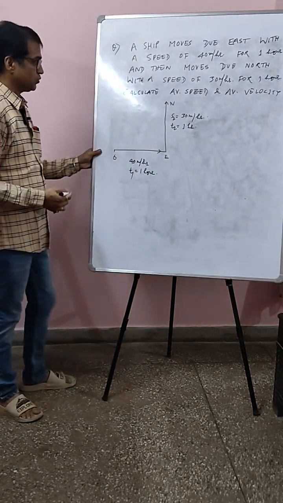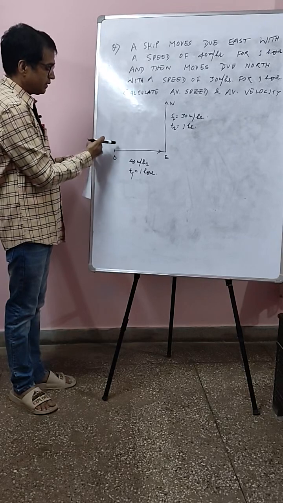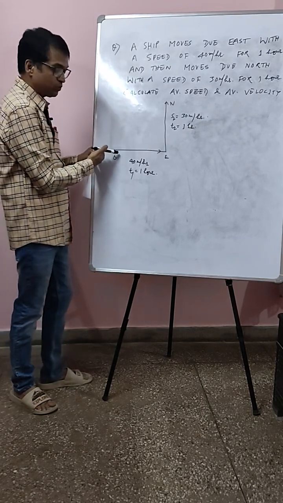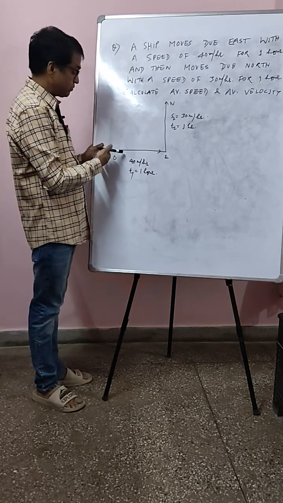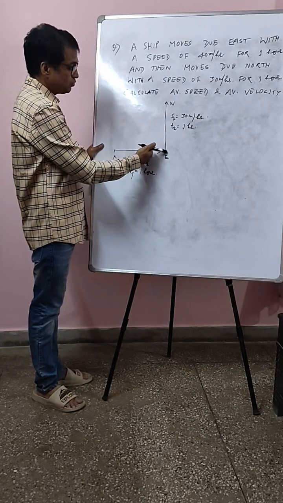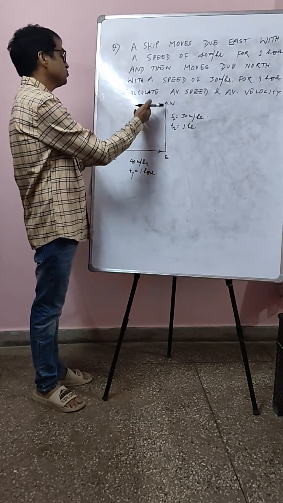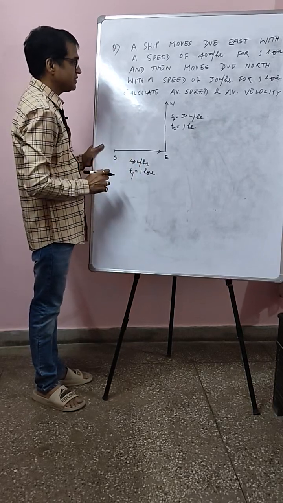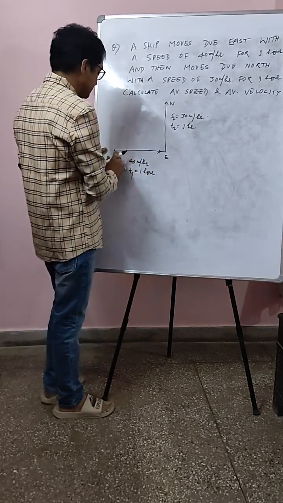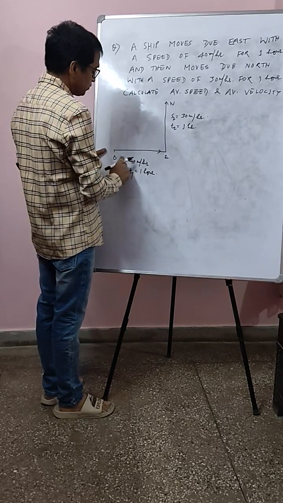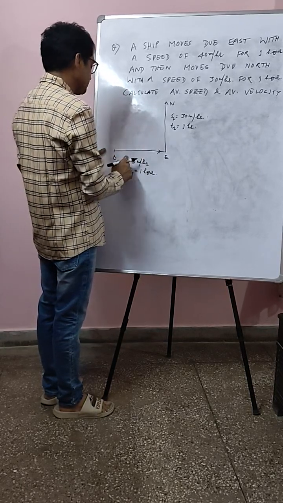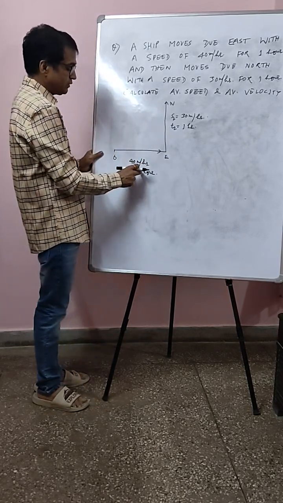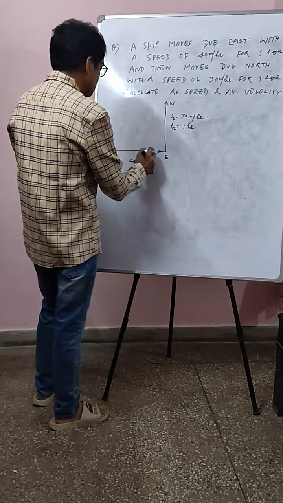This is the question. From O, this is the originating point. From O he goes to E due east, and from this point he goes due north. So we have to find first the average speed. What is this distance? Due east he is moving at 40 meters per hour and t1 is 1 hour. So what is the distance OE?